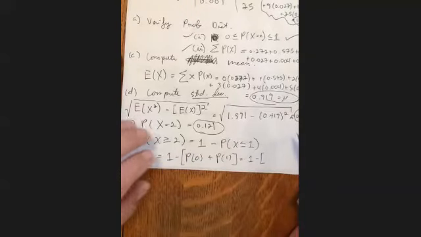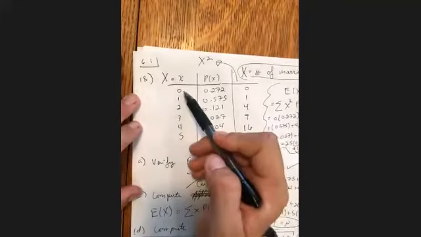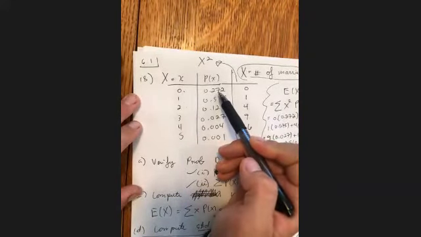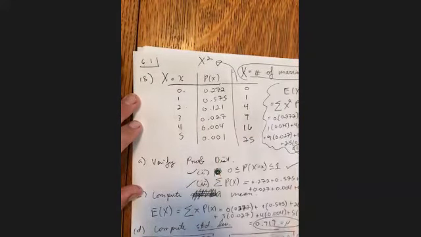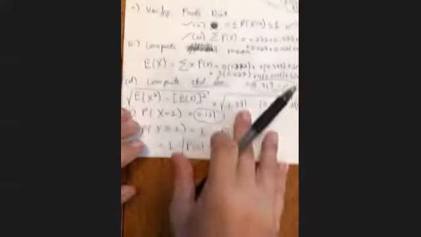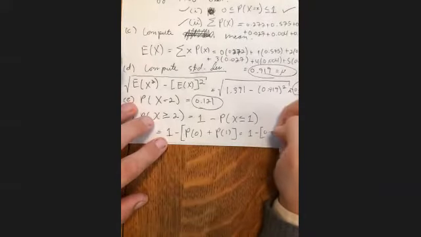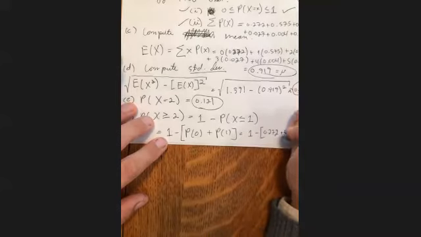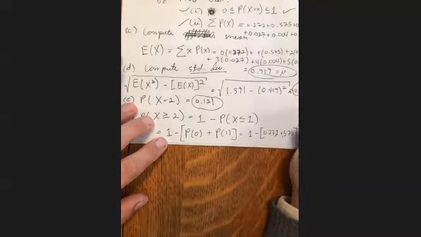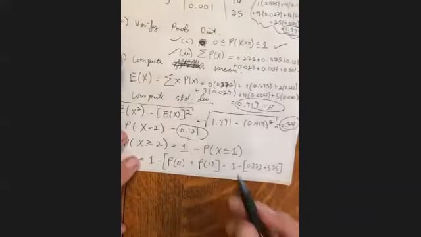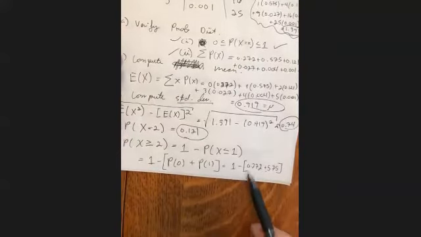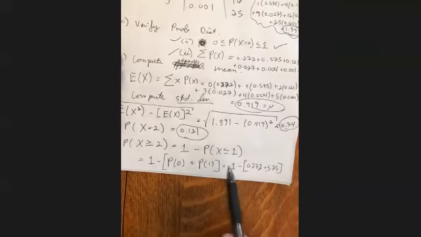Now reading from the table, the probability of 0 is 0.272. Probability of 1 is 0.575. 0.272 plus 0.575. It's important to have this in parentheses before you subtract it.